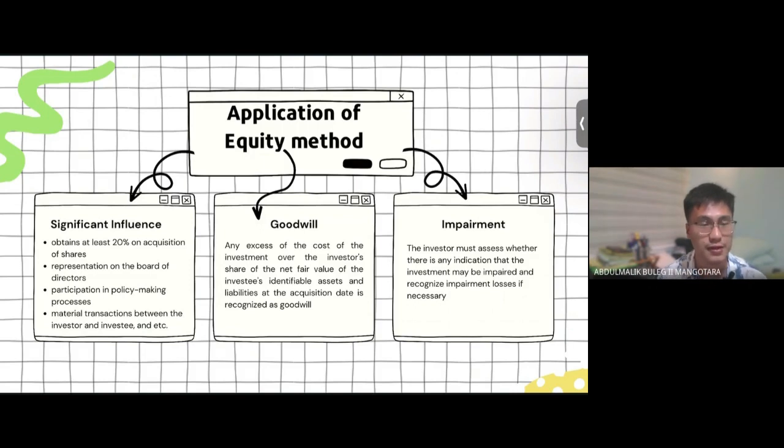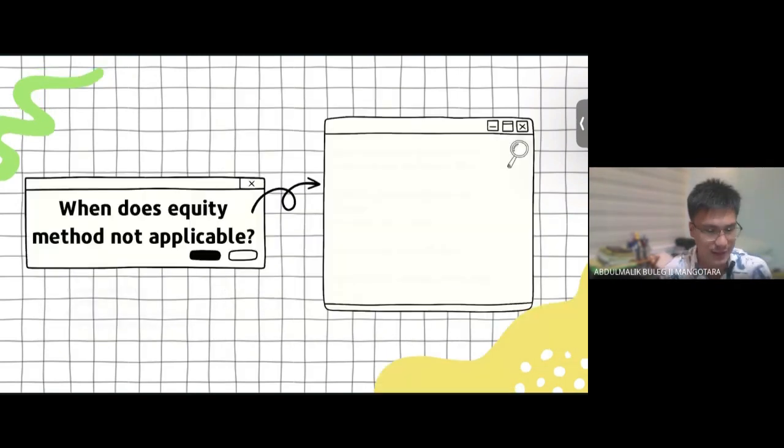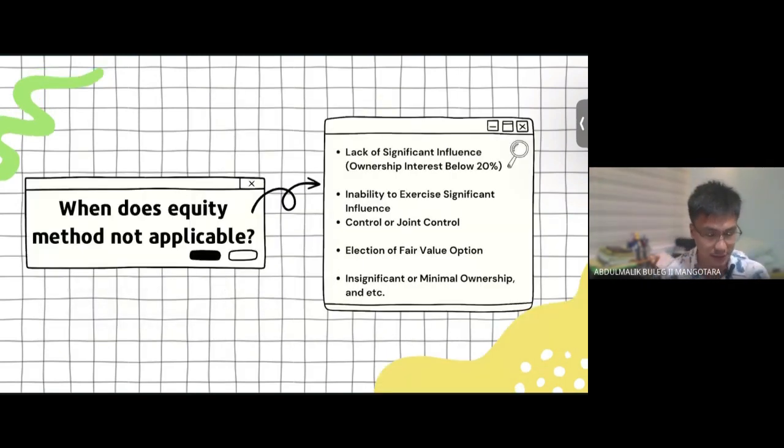So we are done with the application of the equity method. Let's proceed to the next slide. So when is the equity method not applicable? I believe there are many circumstances, the ones that I have noted there in the slide.